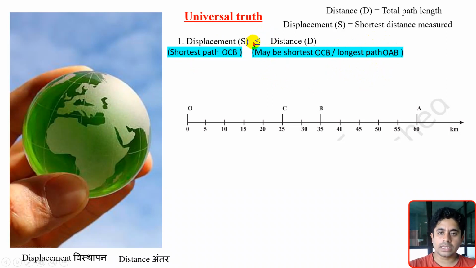I need to put the sign less than or equal to. Equal to for what? Suppose the object has chosen the path which is the shortest path only. In that case, displacement and distance can be equal. So if I compare displacement and distance, displacement will always be less than or equal to the distance. A few more points are there, we will discuss in the next video. Thank you.